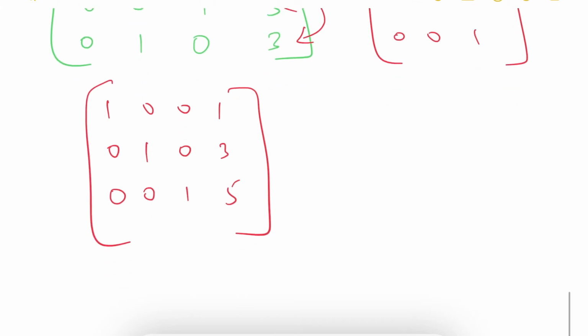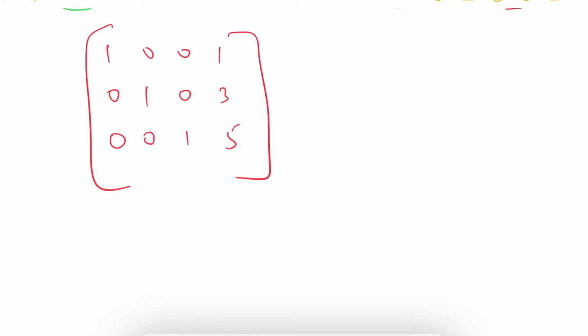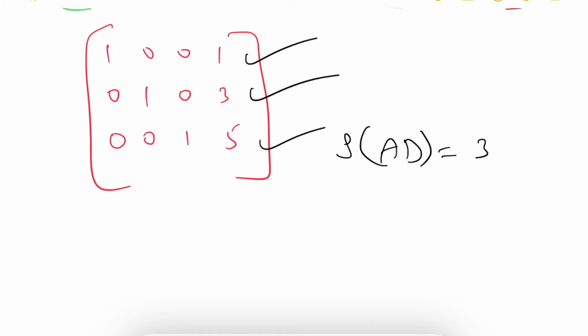Now in this we need to check how many rows are having all the elements as zeros. In this row all elements are not zeros. In this row also all elements are not zeros. In this row also all elements are not zeros. So the rank of the augmented matrix is 3.